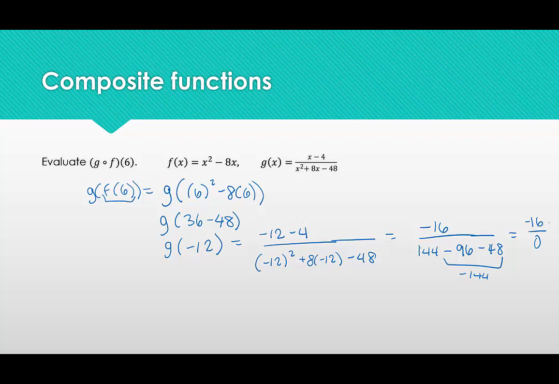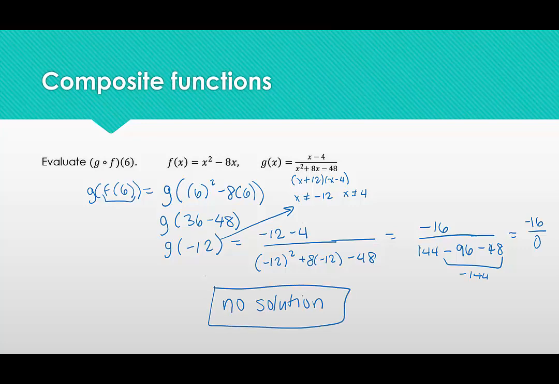This meant that 6 couldn't have been in the domain, because it led to an output that wasn't possible, right? So if we look at g, we get x plus 12 times x minus 4. Yep, there it is. x can't equal negative 12. x can't equal positive 4. So because we did have something that led to a restriction on the domain, we can safely say that this particular composite function cannot be calculated at 6. There is no solution. We can say no solution or empty set. If it had asked us to find the domain, we might have realized that earlier, but we did the work, we found out, whoops, not going to happen, no solution.